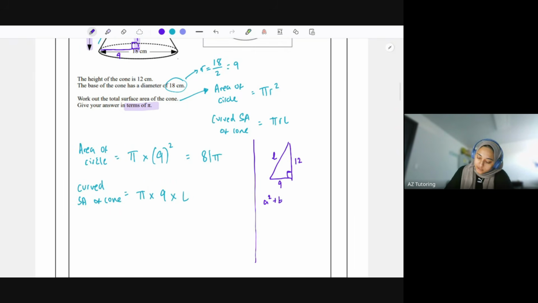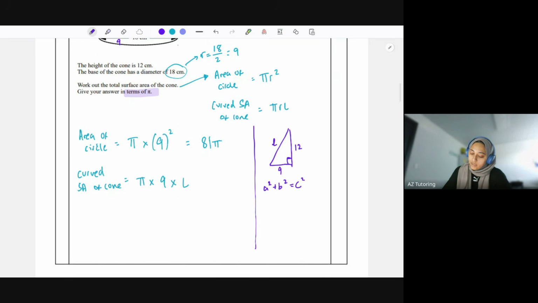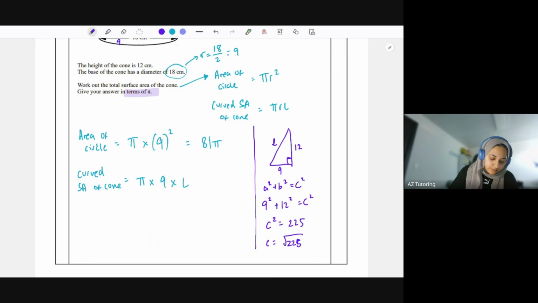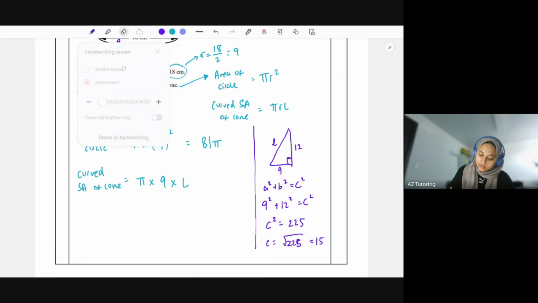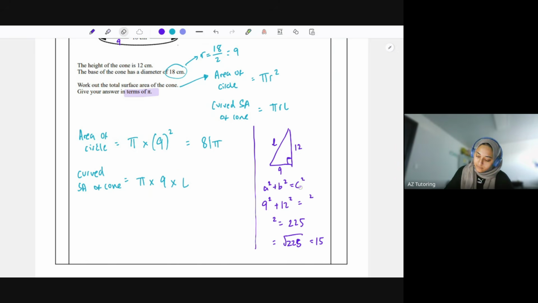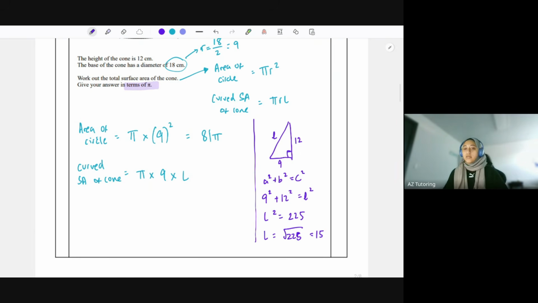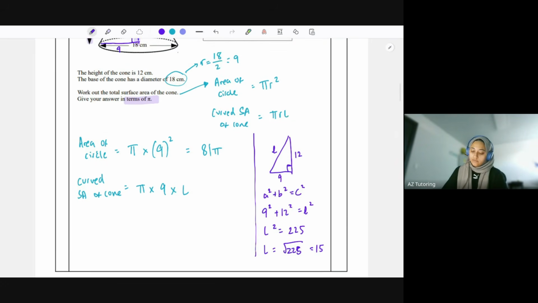So remember Pythagoras, a squared plus b squared equals c squared, where a and b are 9 and 12. So 9 squared plus 12 squared equals c squared. So I'll just work out 9 squared, add 12 squared. That gives me 225. So c is just the square root of 225. That gives me 15. So c, I shouldn't have really called it c. I'll call it L since it's L in the triangle that I've just drawn. Okay, so I've just used Pythagoras' theorem to find out what L is, and we've found out that it's 15.